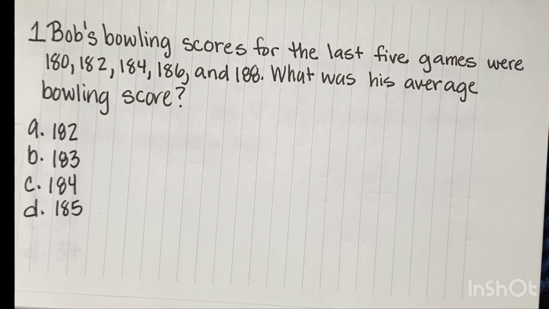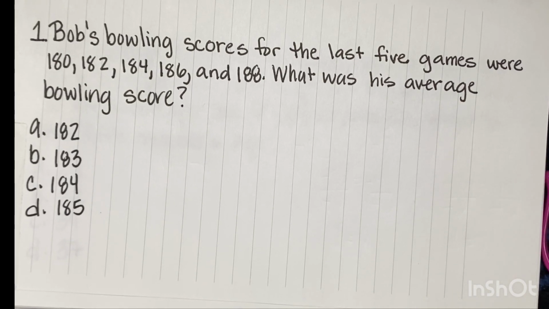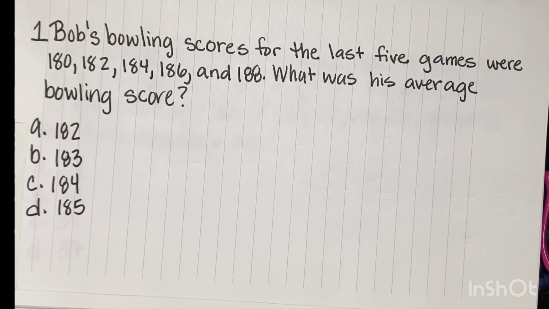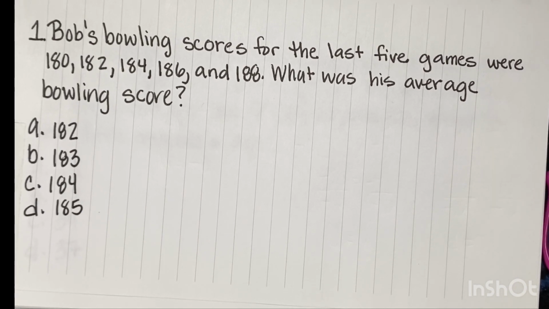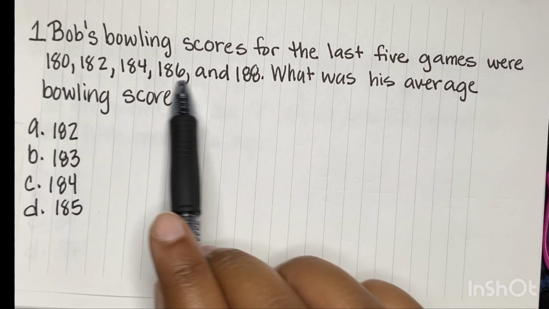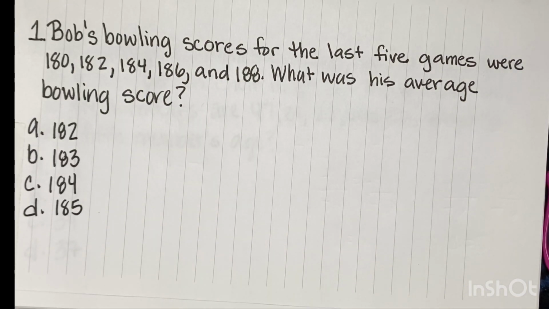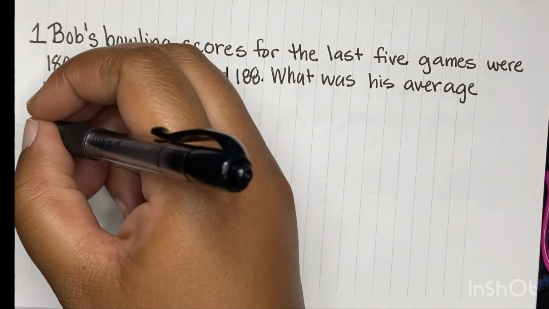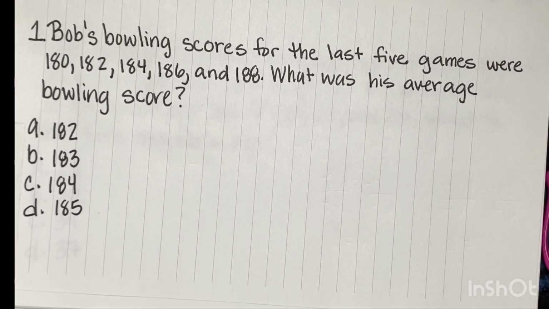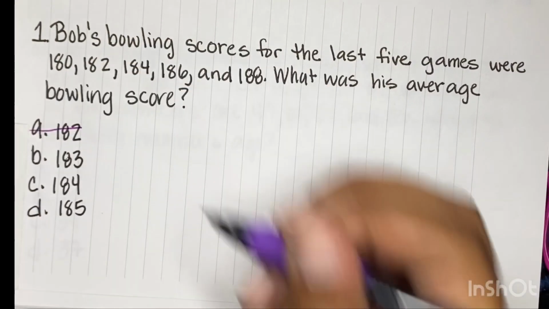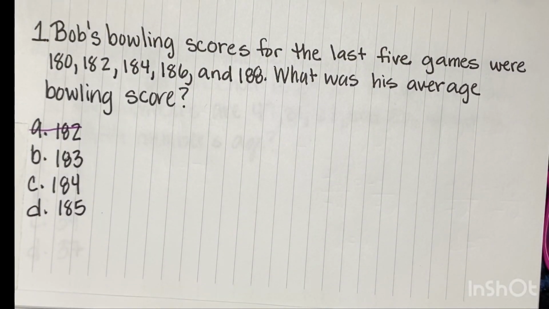Bob's bowling scores for the last 5 games were 180, 182, 184, 186, and 188. What is his average bowling score? All right, if we're looking for the average, we're looking for something in between all these numbers. So I know just by knowing what an average means, A is out. I'm going to mark A, that can't even be an option. And so let's go from here.